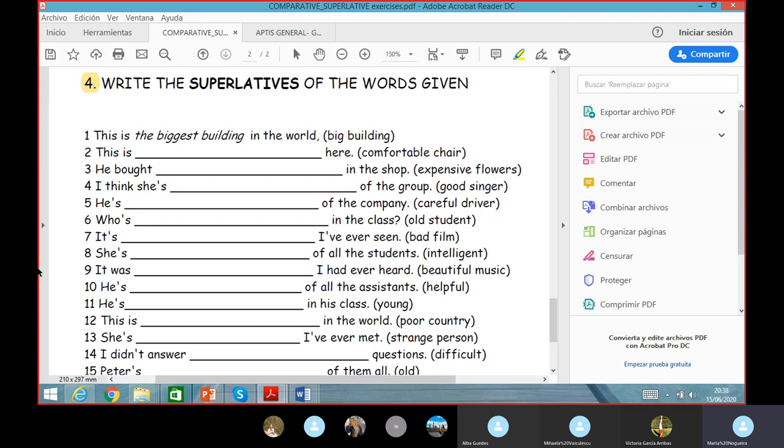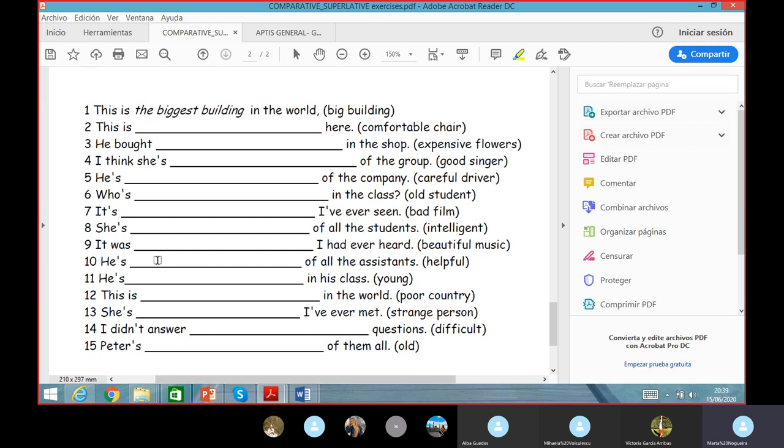Eight. She's the most intelligent of all the students. Next. It was the most beautiful music I had ever heard. Ten. He's the most helpful of all the assistants. He's the most helpful. Si ya tengo una palabra con un sufijo, que es full, ¿no? Tenemos de help, es ayuda, pues de ayuda es helpful, una persona de ayuda. No vamos a añadir nada más, ¿ok? Porque ya se considera largo. Y además tiene dos sílabas, helpful, entonces ya sería largo, ¿ok?